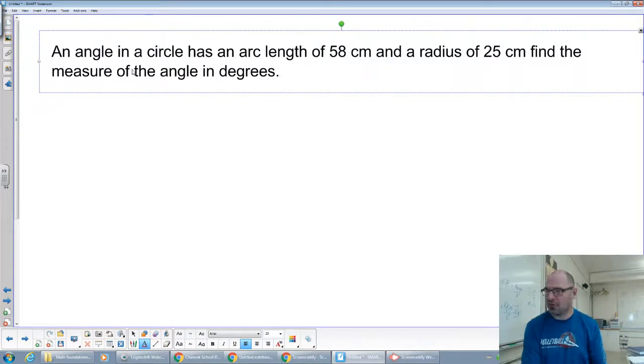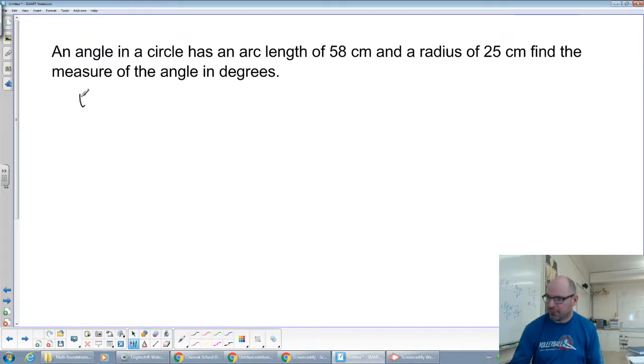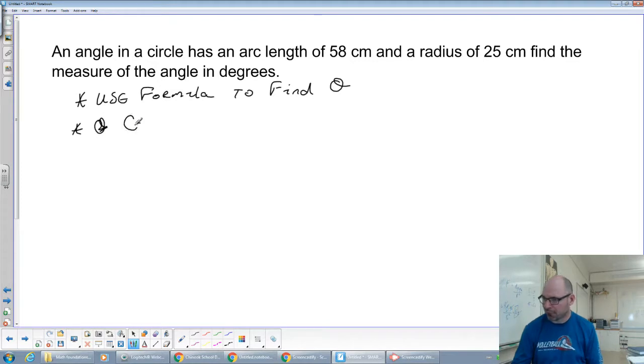We're going to have to use the formula to find the angle in radians and then convert it to degrees. That's our strategy. So we're going to have to use the formula to find theta, and then we're going to convert theta into degrees.